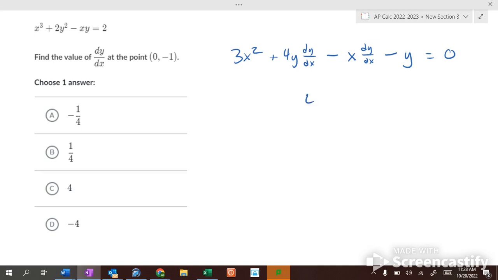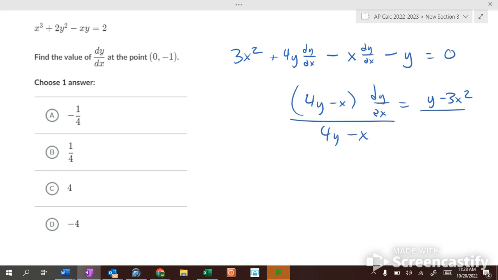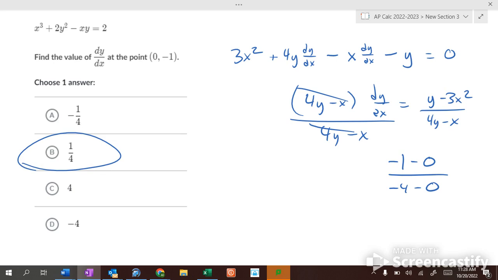All right, so (4y minus x) dy/dx equals y minus 3x squared. Divide by 4y minus x. So if we stick in (0, negative 1), it's negative 1 minus 0 over negative 4 minus 0. Negative over negative is a positive 1/4. Okay, implicit differentiation. We're good on that. Okay, inverse functions.